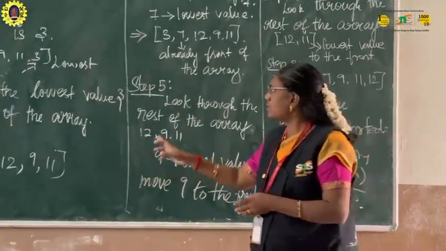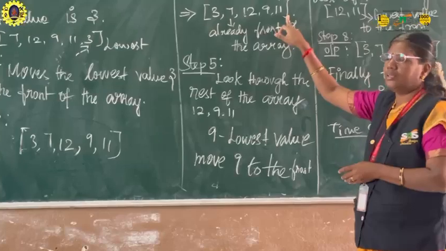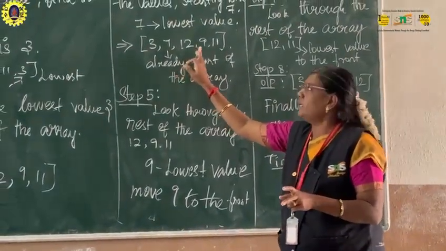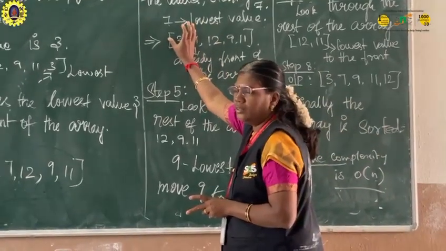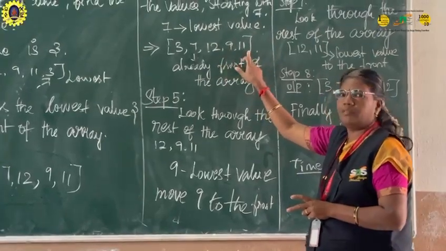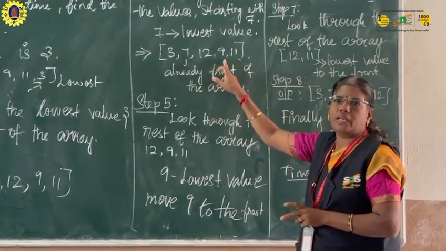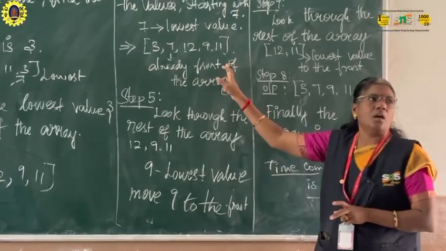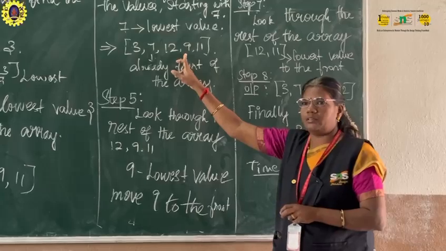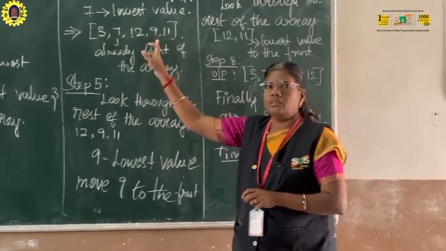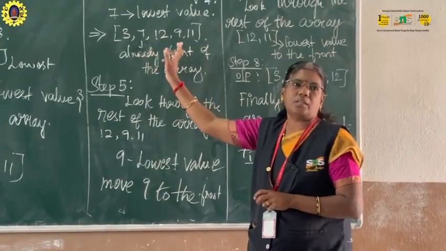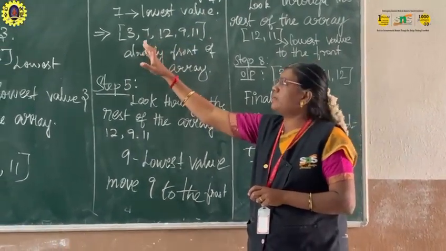The result will be 3, 7, 12, 9, 11. 3 and 7 are already in front, and these two elements are sorted. Then we have to check the remaining elements 12, 9, 11. Among these 3 elements, we have to find the smallest element. The smallest element is 9. That element will be moved to the front of that array, giving 3, 7, 9.